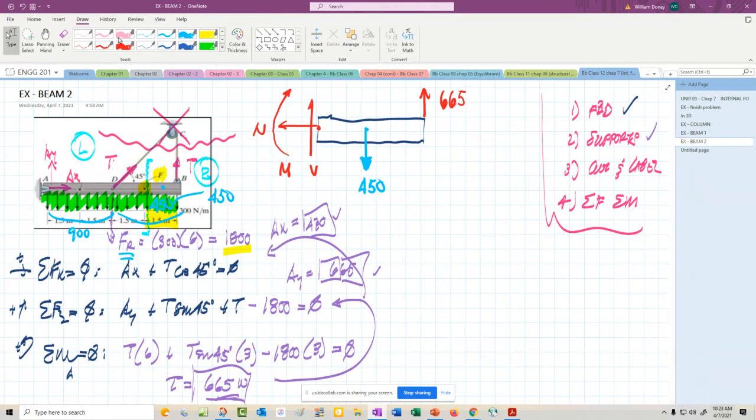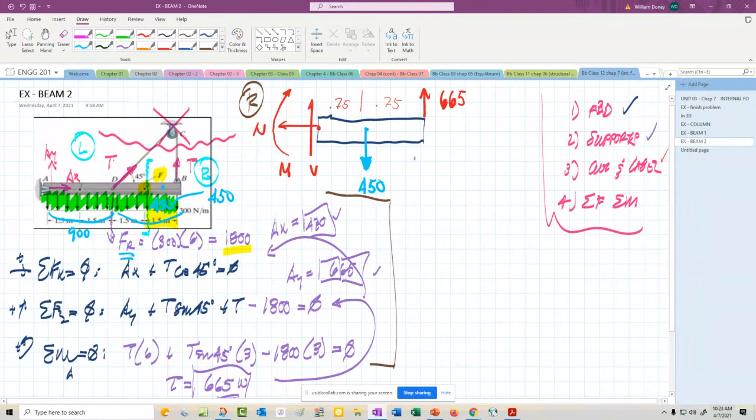So that's a free body of that section. We could go in here and put some dimensions. That becomes 1.5. That's 0.75. There's 0.75. So they're just cutting and labeling. So we're going to use the right section there. Let's go ahead.